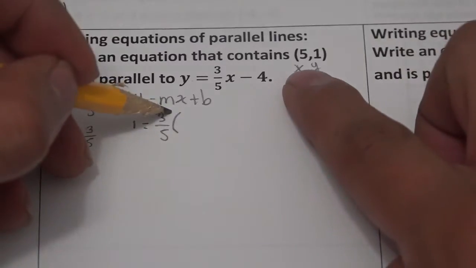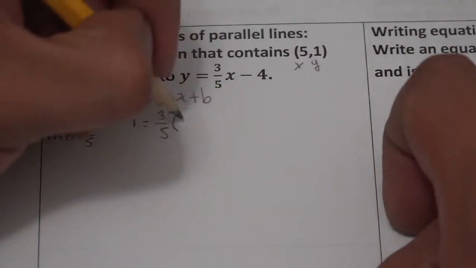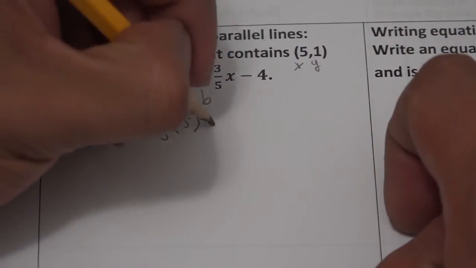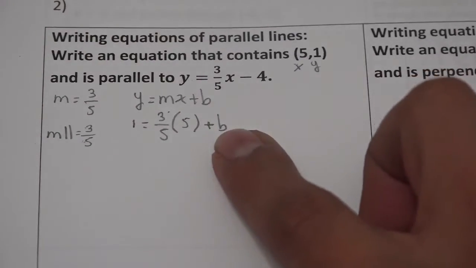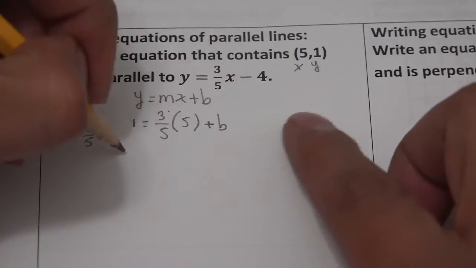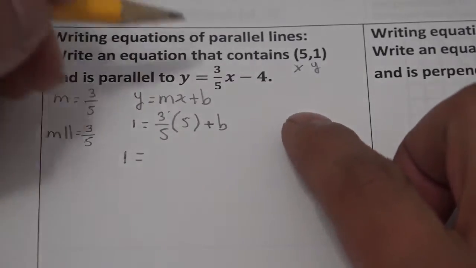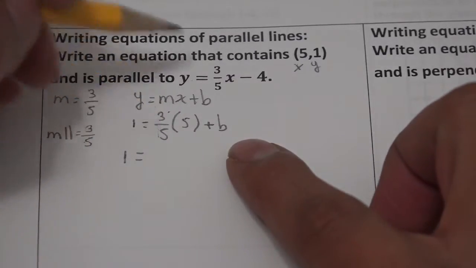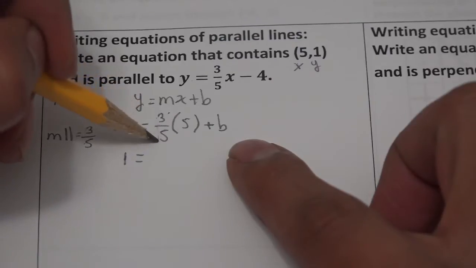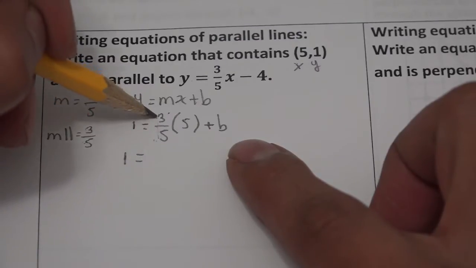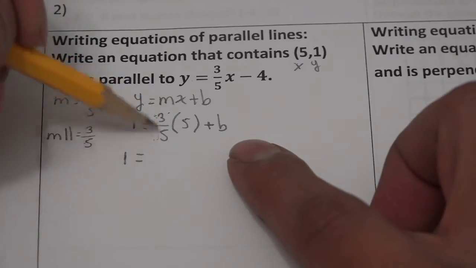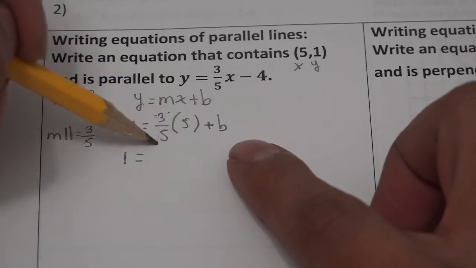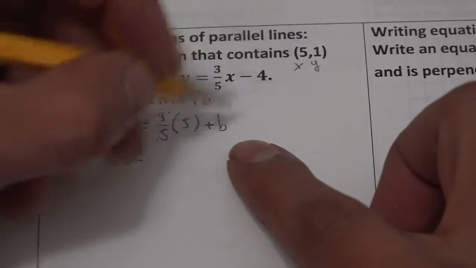Times the x component, which in this case is 5, plus, 99% of the time, what we need is the y-intercept. So let's see now. Remember, when you multiply by a fraction, it's like you multiply by the top and divide by the bottom, or divide by the bottom and multiply by the top. So 5 times 3 is 15, divided by 5 is 3, or 5 divided by 5 is 1, times 3 is still 3.